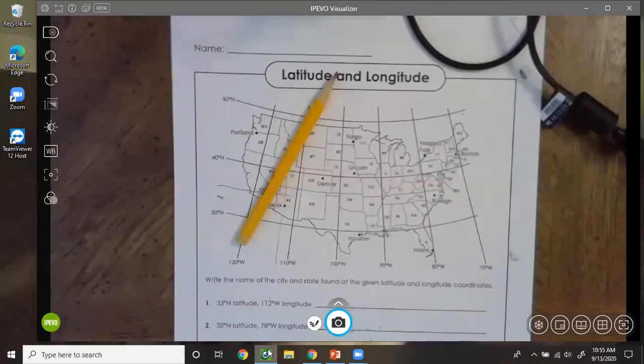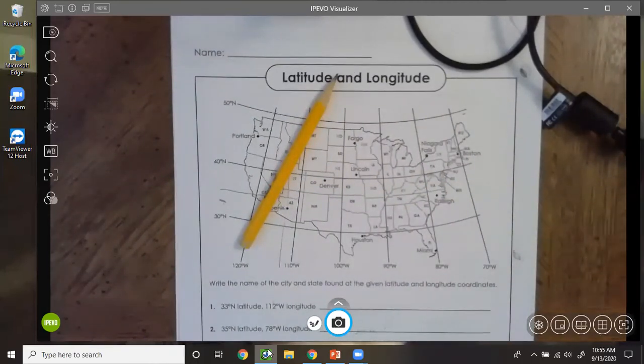Okay. So in order for us to find the latitude and longitude, let's pick a city. I'm going to pick, because I think it's probably the most difficult.